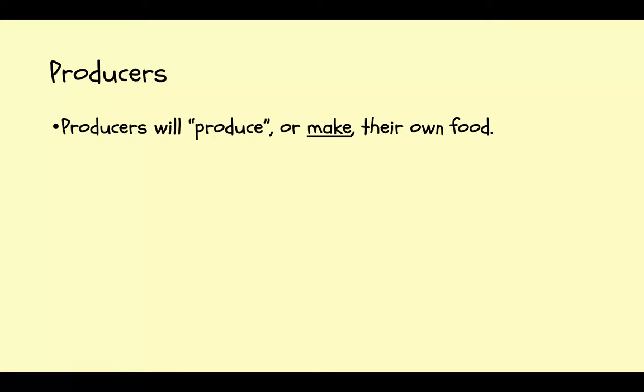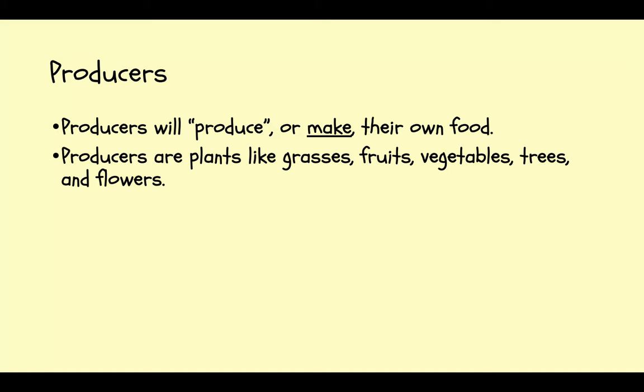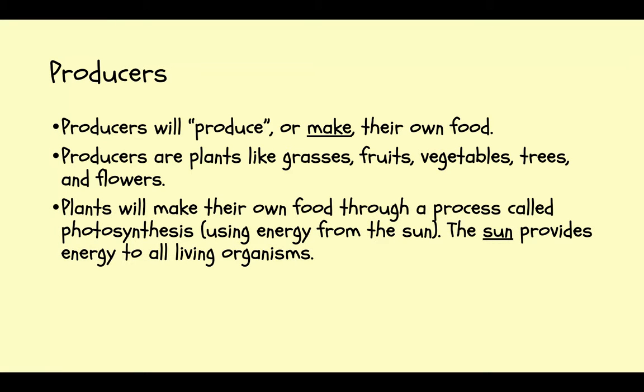Producers, remember, they begin with a P. They have to go through photosynthesis. Those are your plants. So all food chains begin as a producer, such as grass, fruit, vegetable, flowers, because they are able to make their own food. And those plants can do that through this process called photosynthesis.